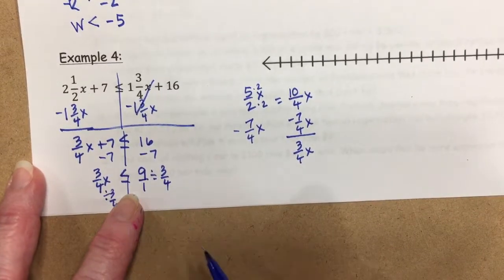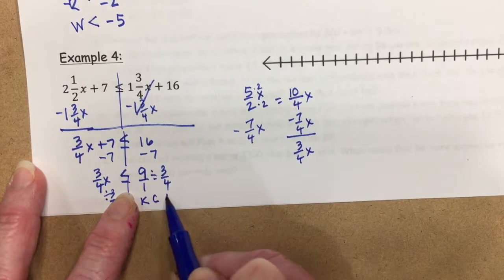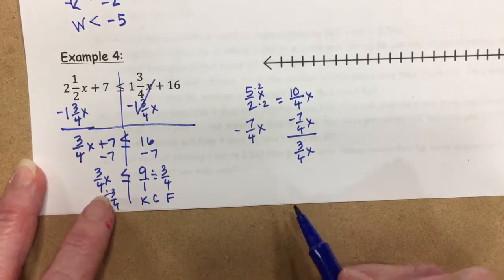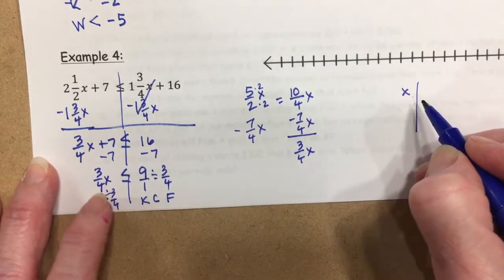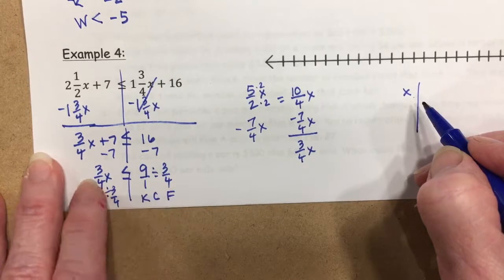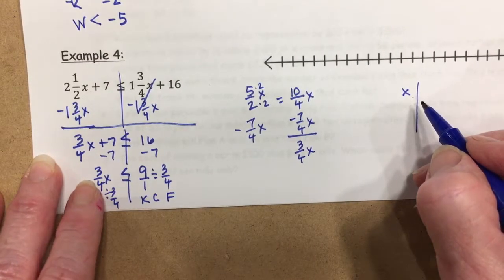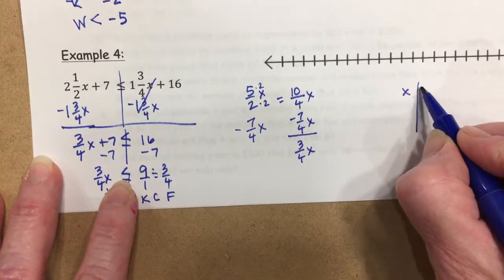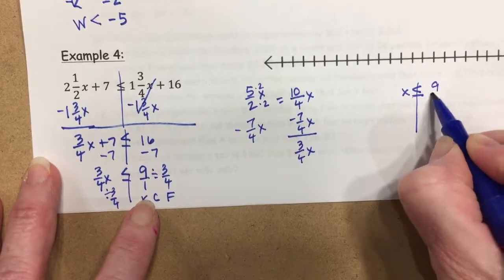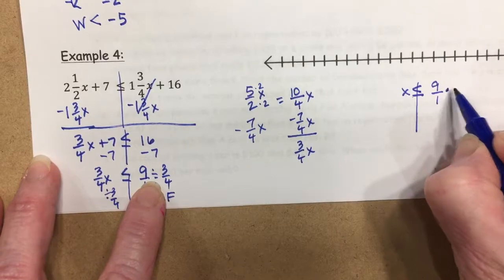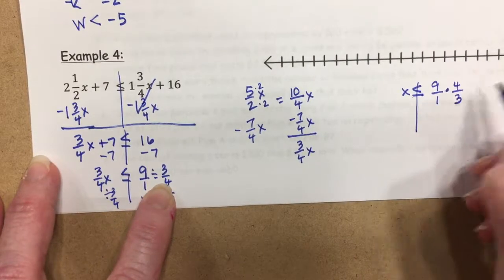This is 9/1 divided by 3/4. So how do you divide fractions? You keep, change, flip. So if I go ahead and rewrite this on this side, I'm going to get x. What I divided by was positive. This number I was trying to get rid of was positive, so I don't need to switch anything, so this is going to stay less than or equal to. Now I'm working with this. I'm going to keep the 9/1, change to multiply, and flip to the reciprocal.